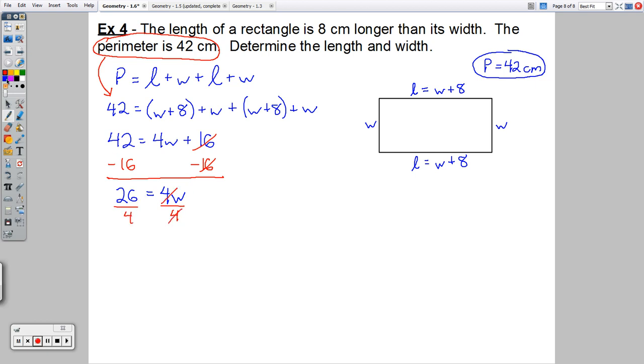4's cancel, gets me W by itself. And W is representing my width. So this is one portion of my answer. So length and width. We're going to do the width here. This is going to be 6.5. It's not a nice whole number, but that's okay. And did they give us units? They sure did. Centimeters, so this would be centimeters. This is one part of 2 of my answer.